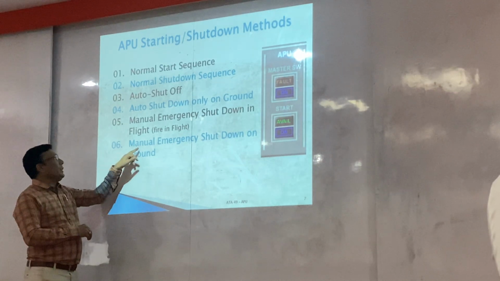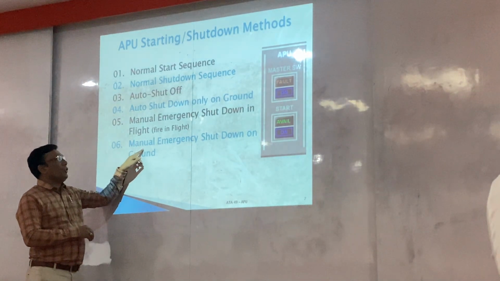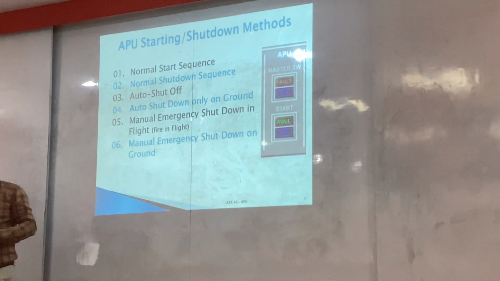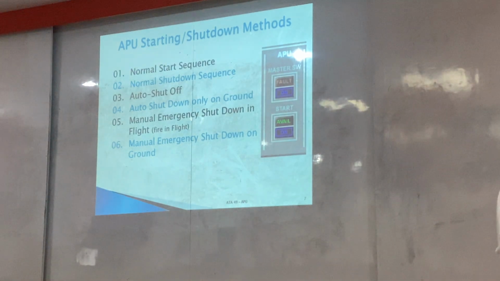Manual emergency shutdown on ground. So these are all the 6 starting and shutdown methods. Each and every individual method we will see.